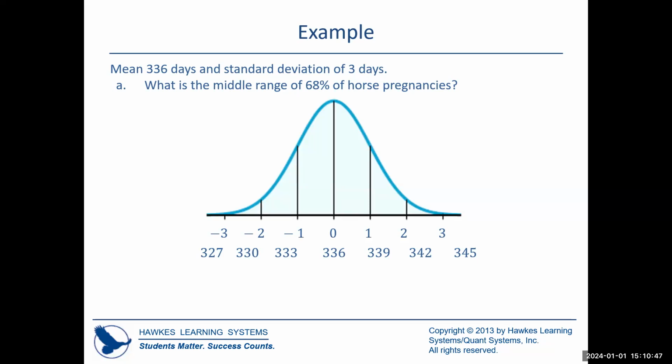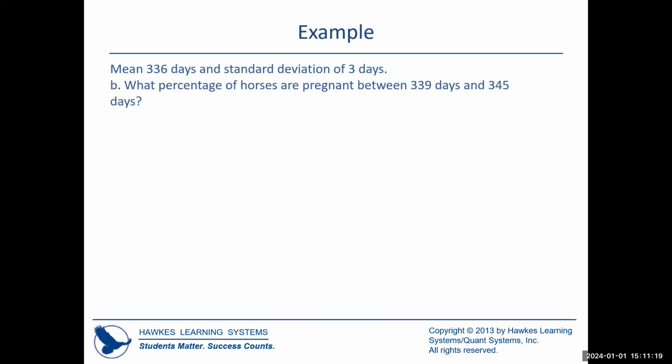Now part A wants to know what is the middle range of 68% of horse pregnancies? Well, I remember that 68% is, oh, I'm sorry, I labeled these. There we go. Standard deviations, number of days. Forgot about my special effects. 68% is between the middle -1 and 1 standard deviation. So that should be the range then of 333 days to 339 days. 68% is plus or minus 1 standard deviation on either side. So the answer here, 333 days to 339 days.